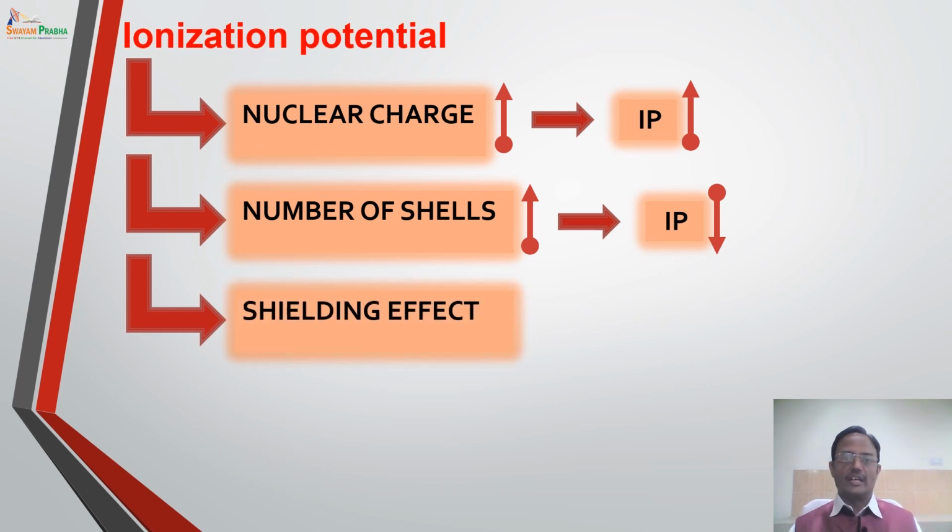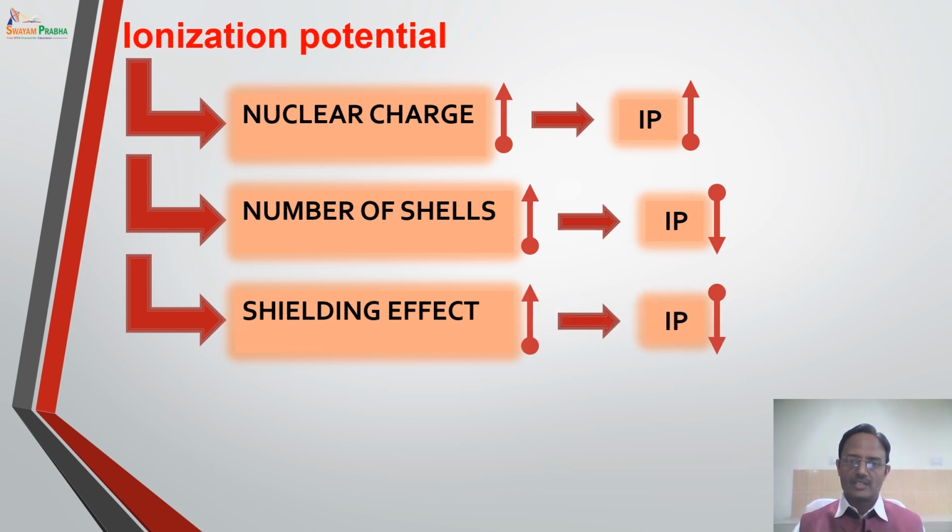Third factor is the shielding effect. Now in the last class we have discussed what is shielding effect. Shielding effect is the reduction in the force of attraction between the outermost electron and the nucleus because of the inner shell electrons present between the outer electron and the nucleus. This effect is called as shielding effect or screening effect. Now the function of the shielding effect is to reduce the nuclear force of attraction, and hence if the shielding effect increases, ionization potential decreases.